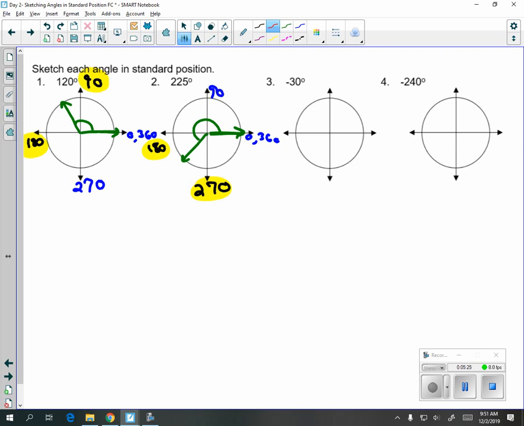When you label the next one, this is a negative angle, so we're going to start at 0 and head to negative 90, negative 180, negative 270. Negative 30 is between 0 and 90. So we're going to start at the initial, but this time we're going to head down, and negative 30 is closer to 0 than it is to negative 90. And this time, the line goes inside because we're starting from the initial and going down.